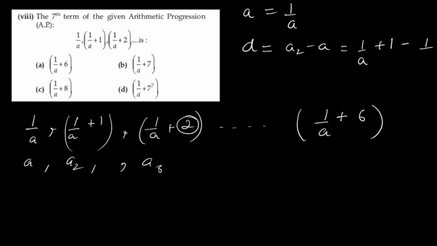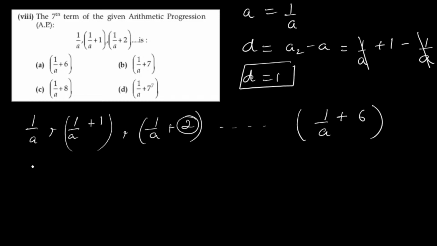A means first term is 1 by A. So 1 by A and 1 by A will get cancelled. So D is equal to 1. We have to find the seventh term.